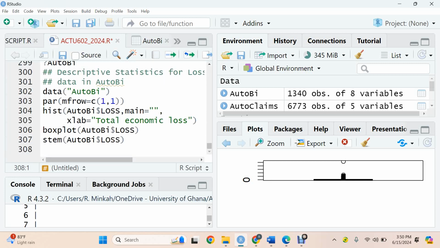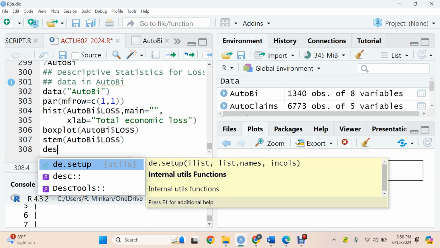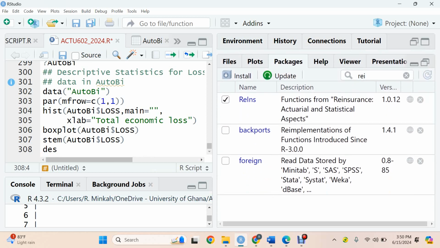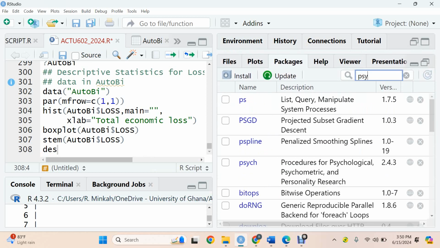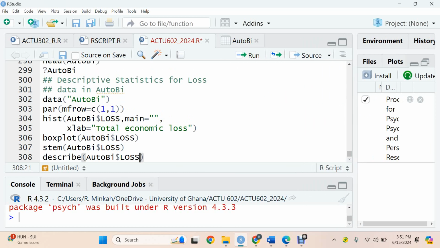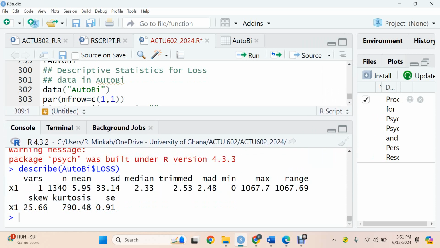Okay, and of course, remember that we did describe, right? So you can go and get your summaries. All this nobody will tell you, but you should be able to know that. Okay, so we can describe. So remember, describe is in psych. So if you don't upload psych, you won't have anything like that. Okay, so we can now see descriptive statistics on this.